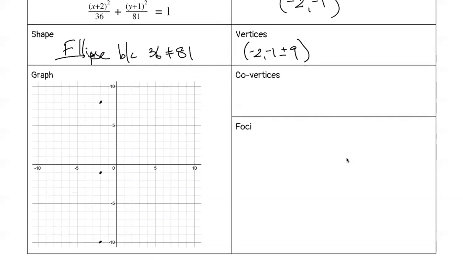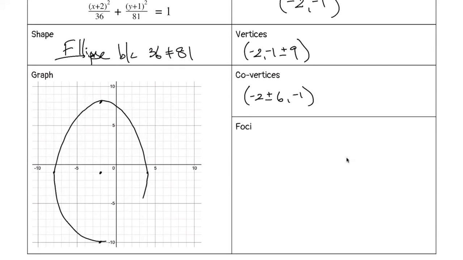My co-vertices from my center, I'm going to go to the right and left 6 and keep the y value the same. 2, 4, 6. 1, whoops. 1, 2, 3, 4, 5, 6. And so if we connect all of these, my ellipses always end up being lumpier on the bottom, but good enough. All right.